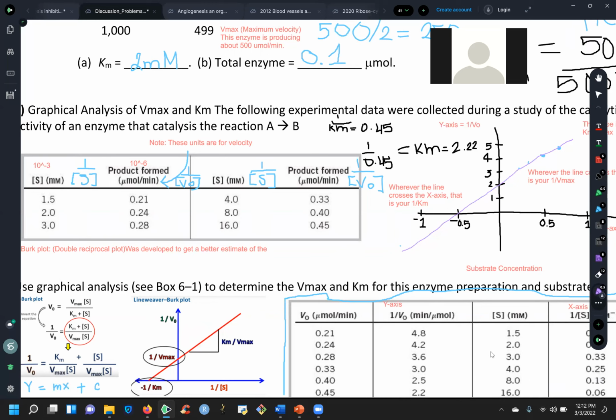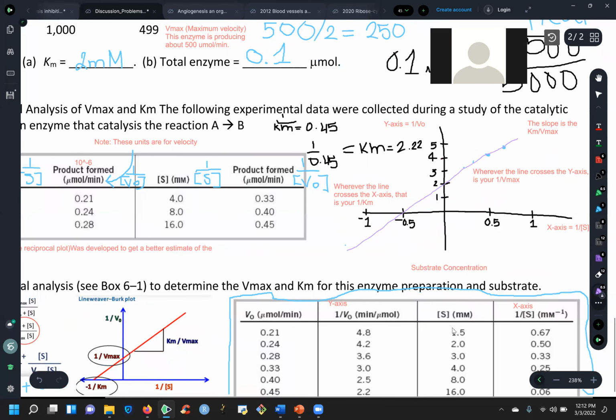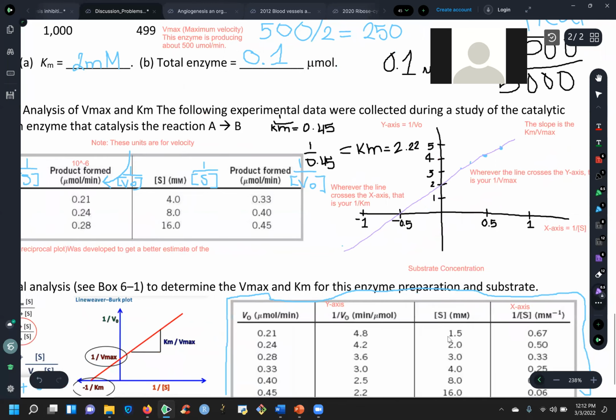And then you have your substrate concentration column, all 6 right here. And then you make your new column, 1 divided by substrate concentration. And it's that easy. You just go 1 divided by 1.5, and that equals 0.67. 1 divided by 2 is equal to 0.5. 1 divided by 3 is equal to 0.33. You guys got it? Easy. So step 1, make your columns. Then all you do is graph.